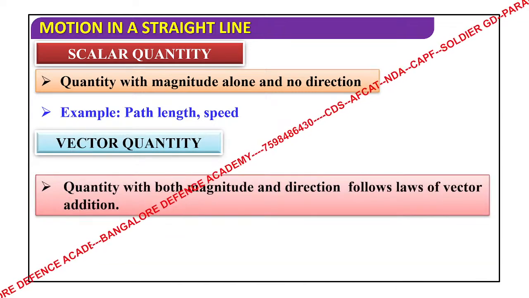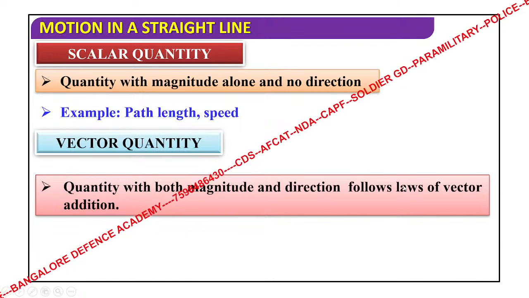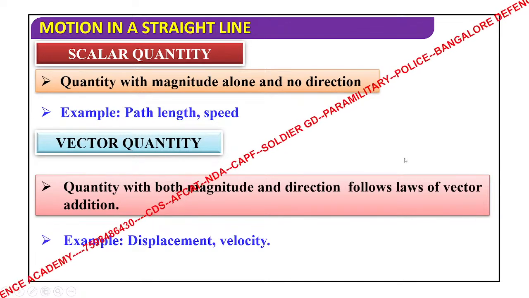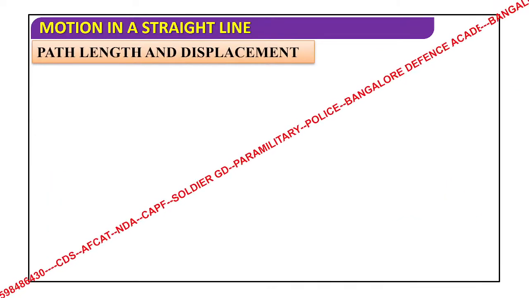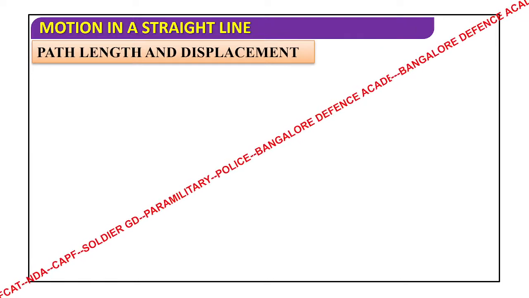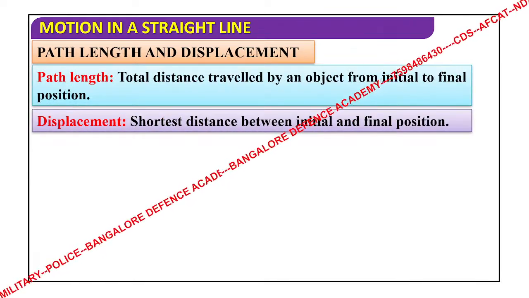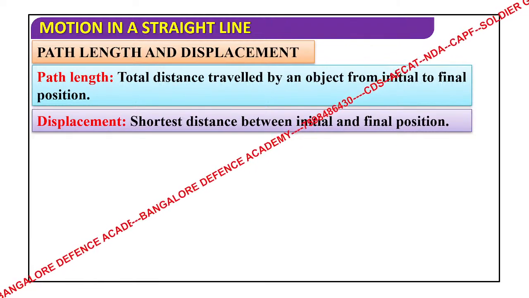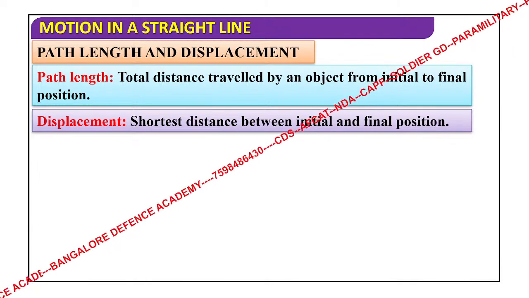Okay, next let us try to understand vector quantity. Quantity with both magnitude and direction is called a vector quantity. For example, displacement, velocity, etc. Now, path length and displacement. This is a basic concept that you have to understand. Path length is the total distance traveled by an object from initial to final position. Next, you have displacement, the shortest distance between the initial and the final position. That is called the displacement.